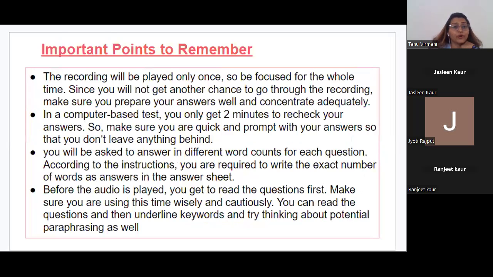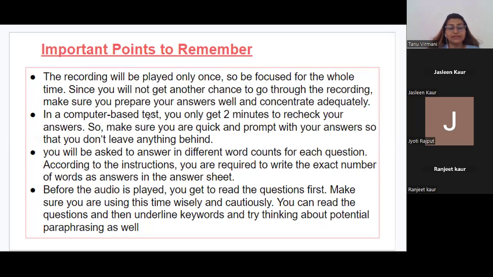Some important points to remember: the recording will be played only once. You're not going to hear it again. So be focused for the whole time, since you will not get another chance to go through the recording. Make sure you prepare your answers well and concentrate adequately. Even during your practice time, once you're practicing on the application or on YouTube, please listen to the recordings once. Do not play it back and then find your answer. Do not do it. Make a habit that you listen only once.